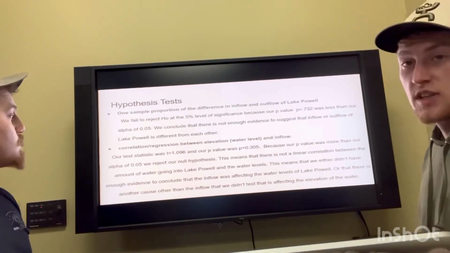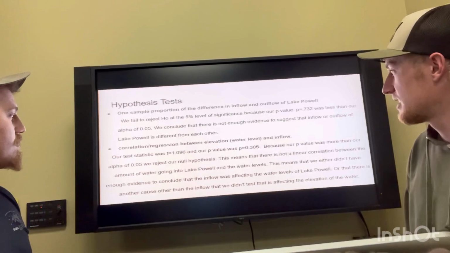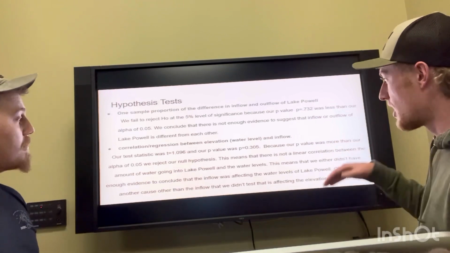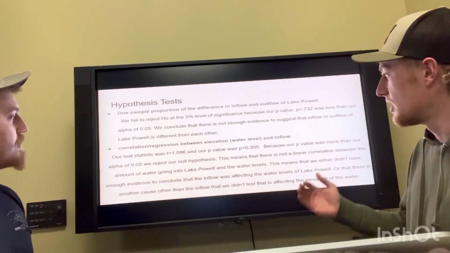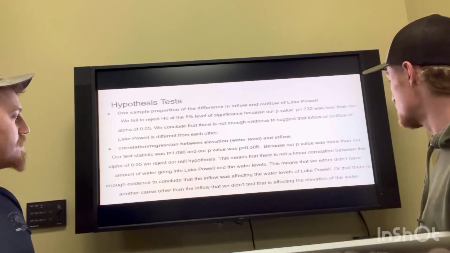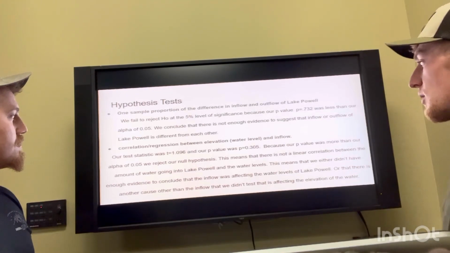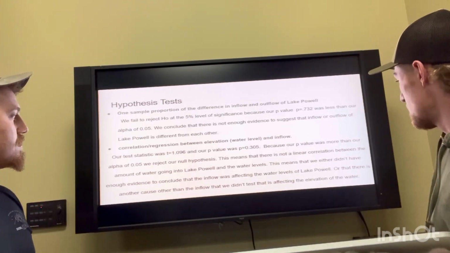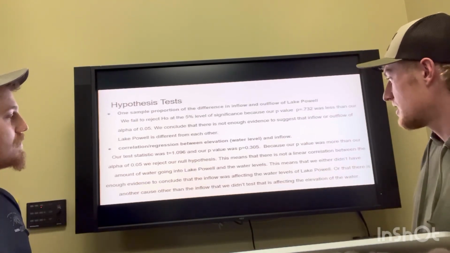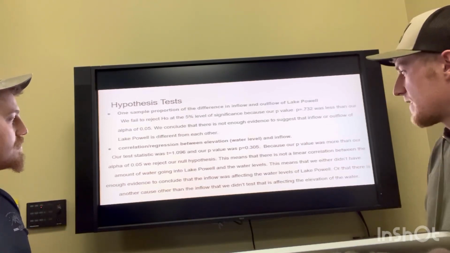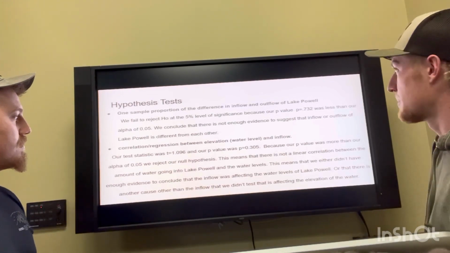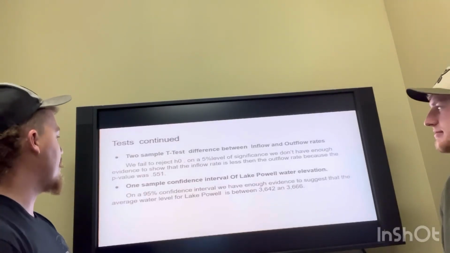And the next test we tested was our correlation regression between elevation, the water level, and inflow. And this one surprised us, because we thought that the inflow would have a direct correlation with the water levels. So the less inflow in recent years would mean that the lake would drop. But we actually found that there wasn't enough information, and there was no linear correlation between the amount of water going into Lake Powell and the water levels. So what this means for us is that we either didn't have enough evidence to conclude that the inflow is affecting the water levels, or that there's another cause other than inflow that we didn't test that is affecting the elevation of Lake Powell.